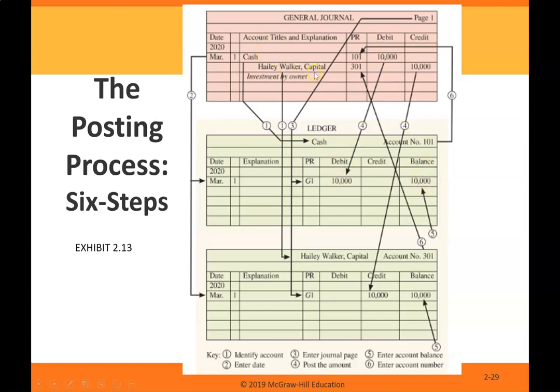The next is Haley Walker Capital, so we open up a ledger account for that. And then we transfer the $10,000 credit to the Haley Walker Capital account, and the balance in that account at this point in time is $10,000.